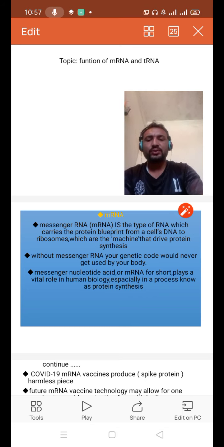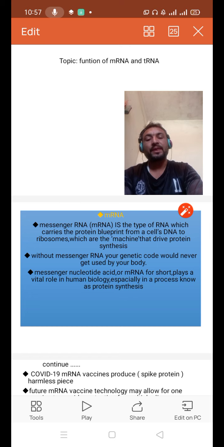Right now, I'm going to talk about the function of mRNA and tRNA. mRNA means messenger RNA, while tRNA means transfer RNA. Messenger RNA is the type of RNA which carries the message from the nucleus of the cells to the cytoplasm of the cells.